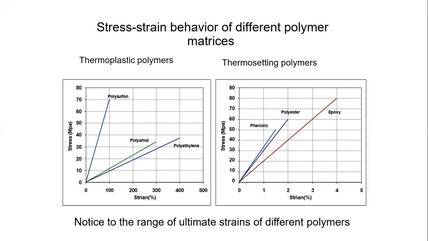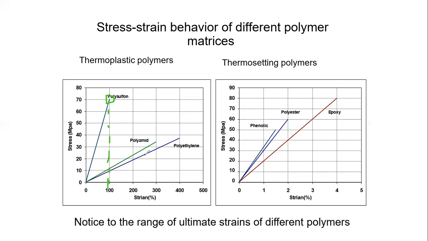If you look at the thermoplastic polymers, the stress of the polysulfone is very high compared to the strain percentage. The polysulfone has a very high stress, that is 70 megapascals, compared to the strain. It has a strain of 100% only. So you can see it in the picture. This is the graph of polysulfone.